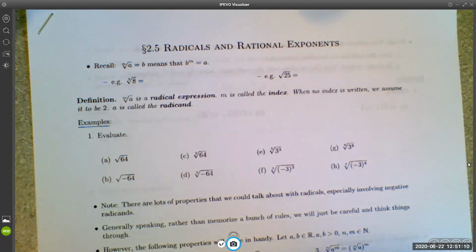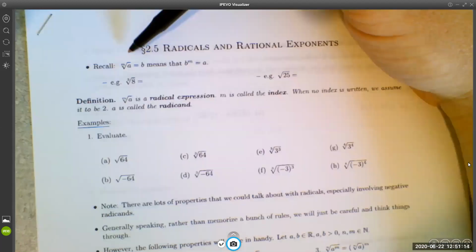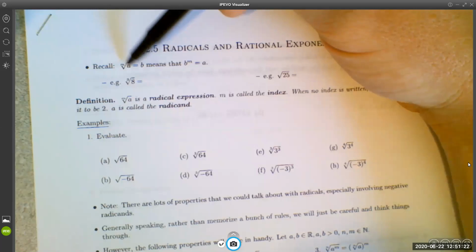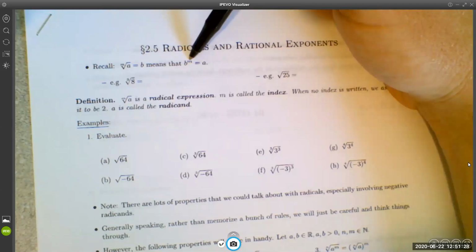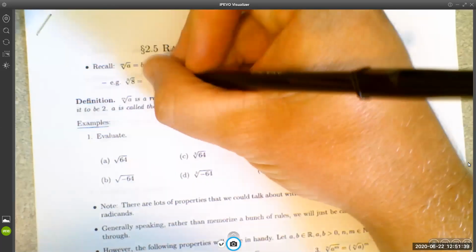So first of all, recall that this symbol here, we read this the mth root of a. So if you have a statement that says mth root of a equals b, what that means is that b to the mth power equals a. So for example, the cube root of 8 is 2 because 2 cubed equals 8, right?